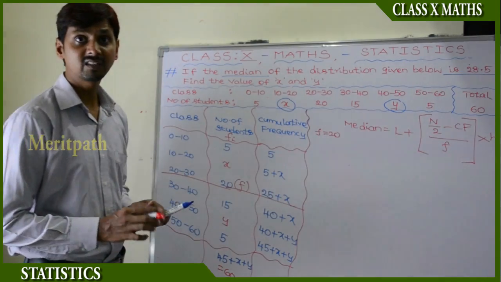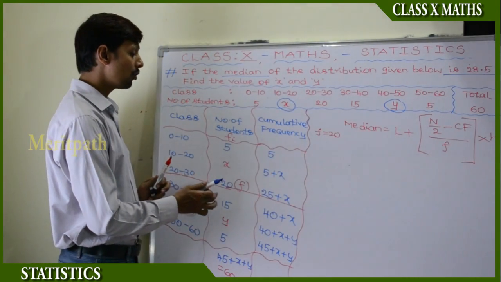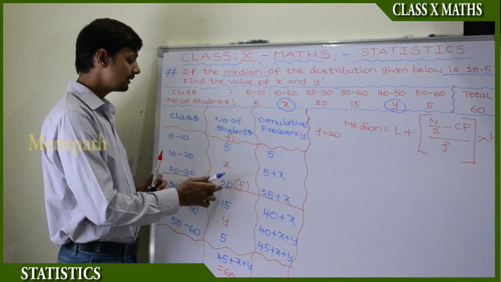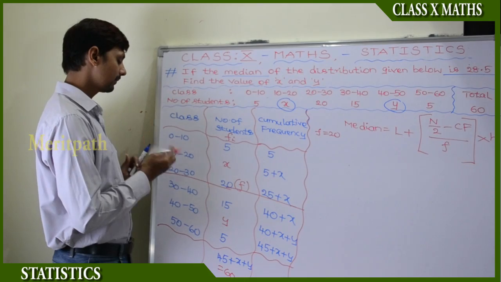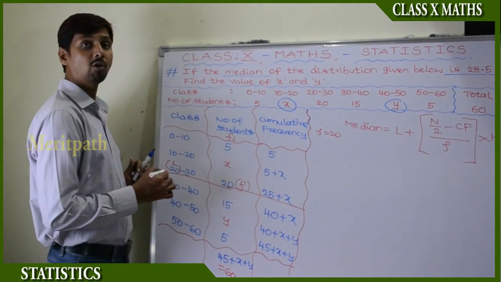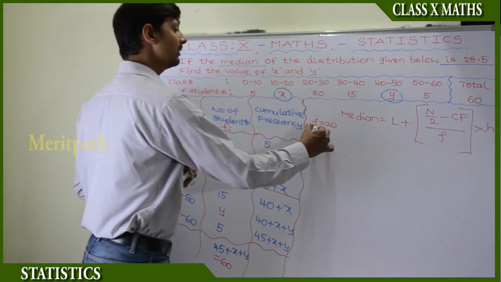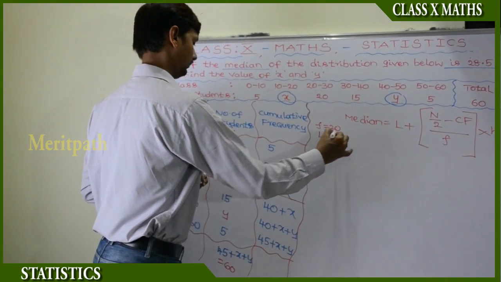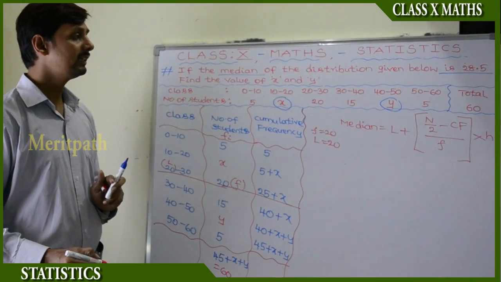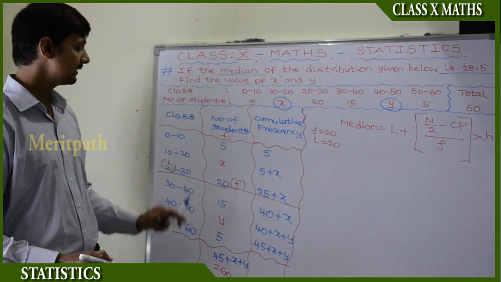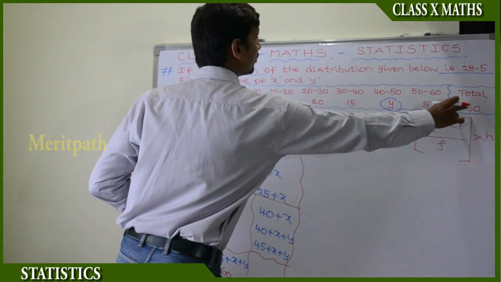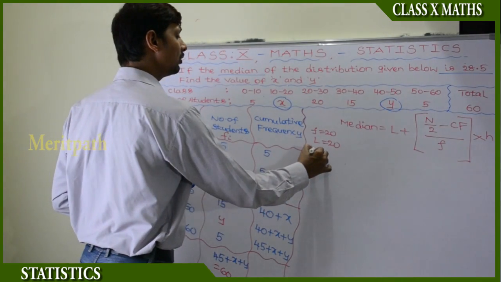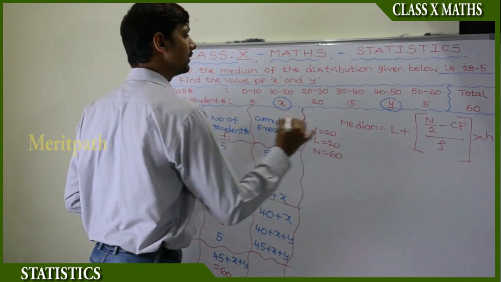And the lower boundary of the median class is in front of the median class. There is a class interval, and that lower boundary is 20. So the lower boundary is called L, and L is 20. Here we need to find the sum of the frequencies, that is 60. So all the frequencies together are 60. So capital N is equal to 60.